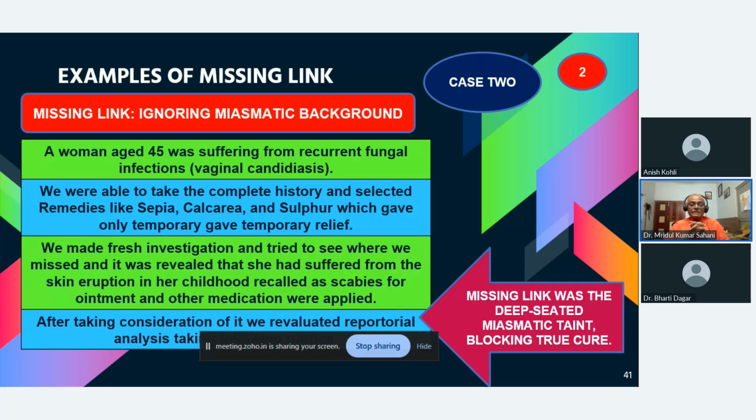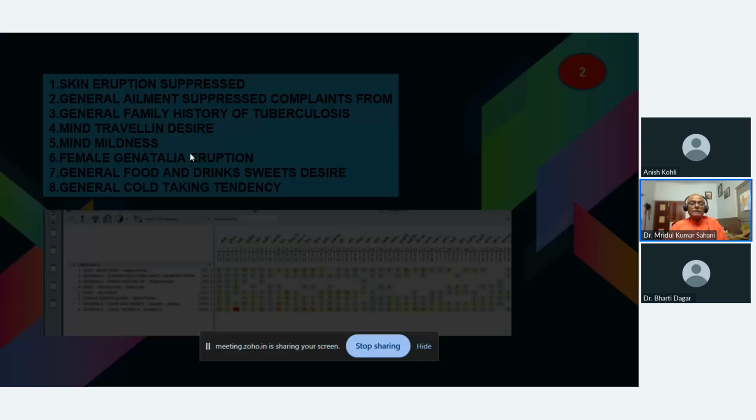We made a fresh investigation and tried to see where we missed, and it was revealed that she had suffered from skin eruptions in childhood. Recalled as scabies, ointment and other medications were applied. After taking this into consideration, we evaluated the repertorial analysis, taking the detailed past history also, miasmatic prime.